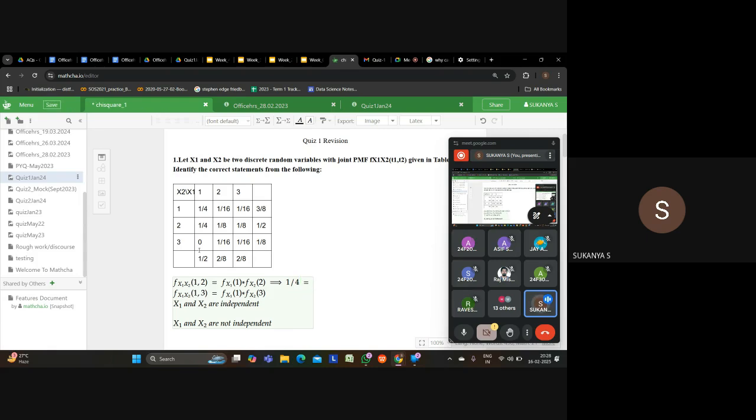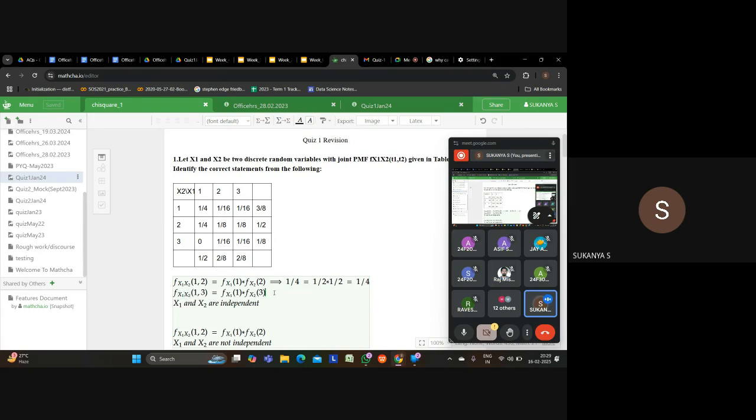Okay. So f of 1 2 is 1 by 4. Now, what is f of 1? 1 by 2. And f of 2? 1 by 2. See, this satisfies, right? This is equal to 1 by 4, which is 1 by 2 into 1 by 2. So this is right. There is nothing like if it's not independent, then none of the pairs will satisfy. Let us check for this also.